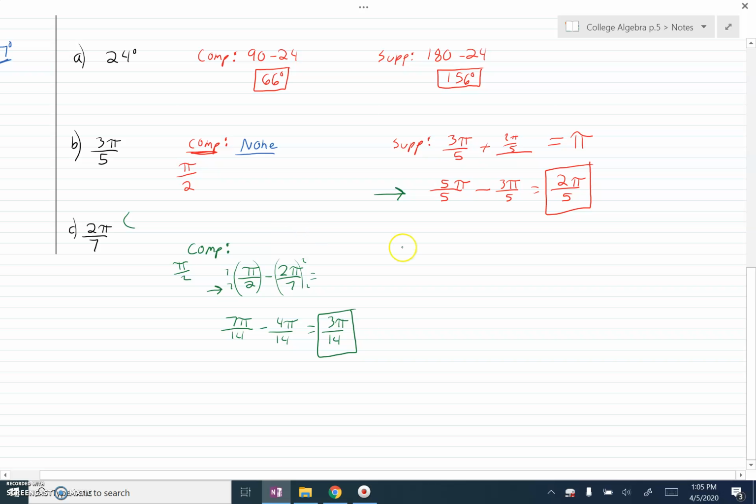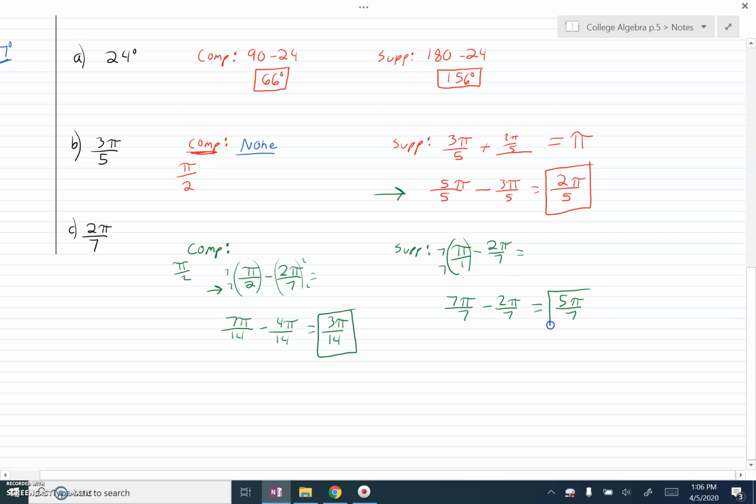If I'm doing supplementary, it's the same basic idea, but now it has to add up to a full pi. So it'd be pi, subtract the angle they gave me, 2 pi over 7, and again, it's going to equal my answer. Okay. This one does not have the same denominator, but it's easier because pi has just a denominator of 1. So what I have to do is multiply this one by 7 over 7, and this one by 1, which doesn't change it at all. So it'd be 7 pi over 7, subtract 2 pi over 7, which would make it 5 pi over 7.